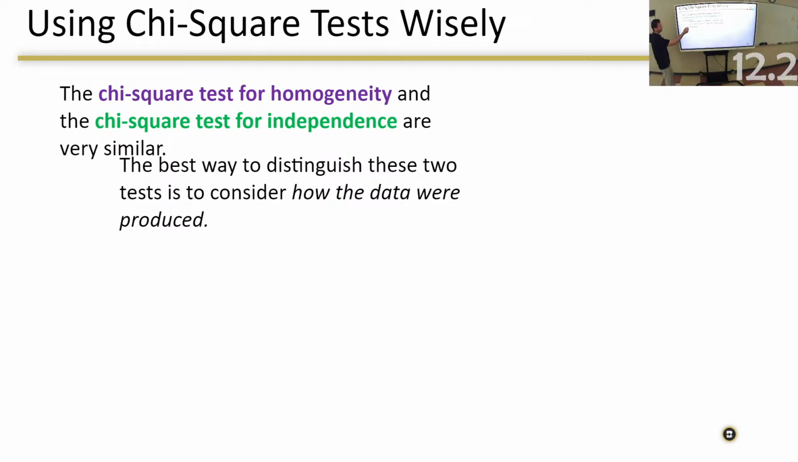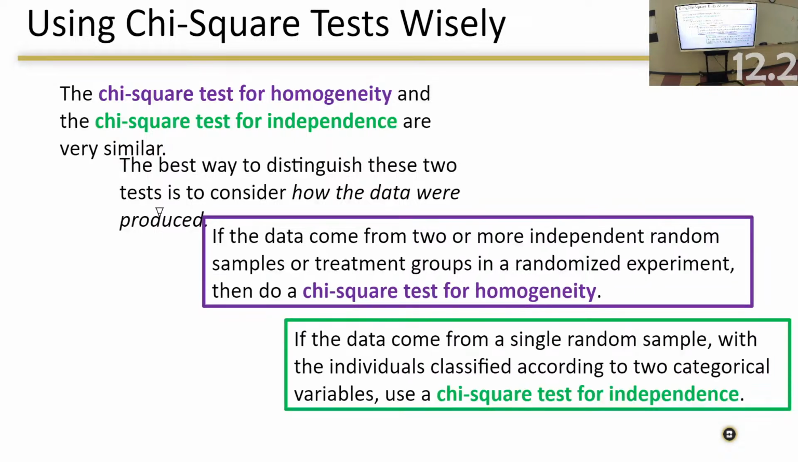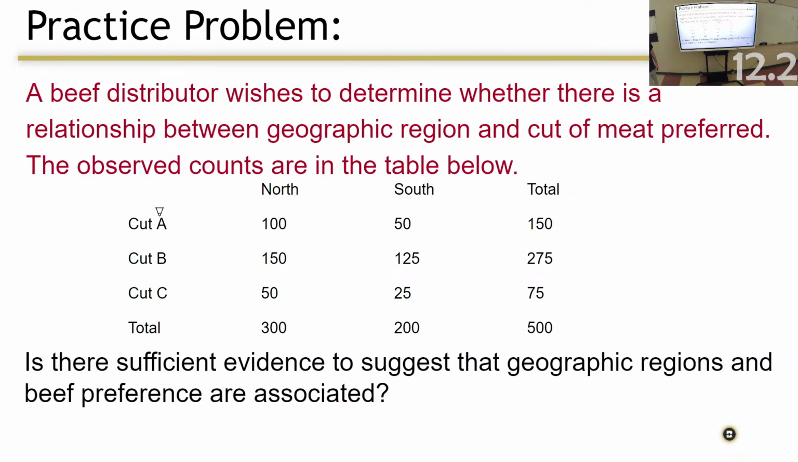The best way to distinguish between those two is how the data was produced. I still think the best way is to determine what you're comparing. Are you comparing one side or both sides? If the data comes from 2 or more independent random samples, it's homogeneity. If the data comes from a single sample but 2 variables, it's independence. Also ways of helping you.